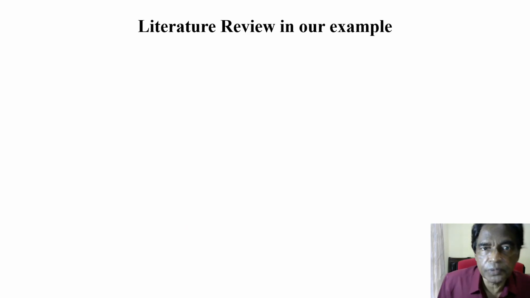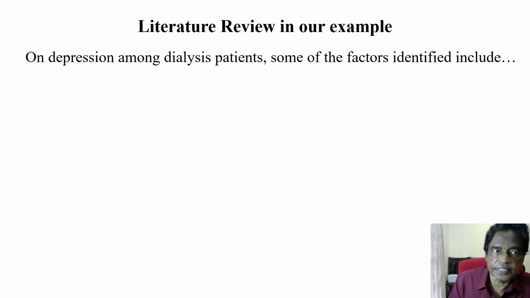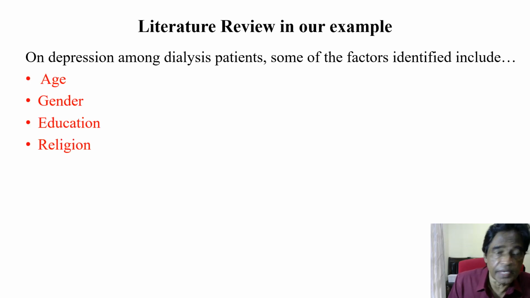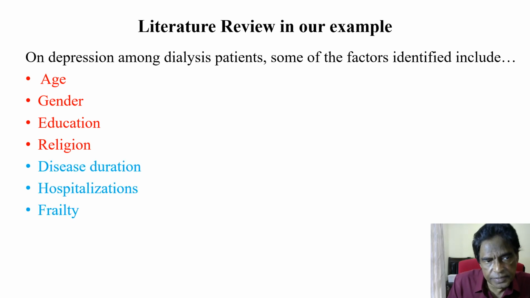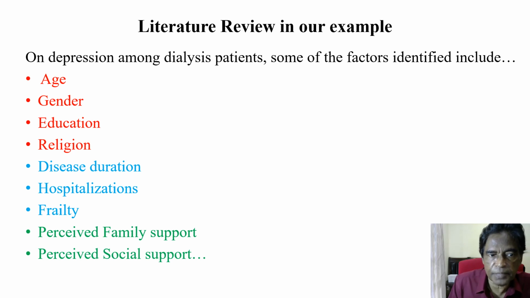Okay, literature review in our example. Our example is depression among dialysis patients. Some of the variables identified could include age, gender, education, of course, religion, right? Another set of variables can be like disease duration, hospitalization, frailty, this kind of thing. Another set would be perceived family support, right? And social support.